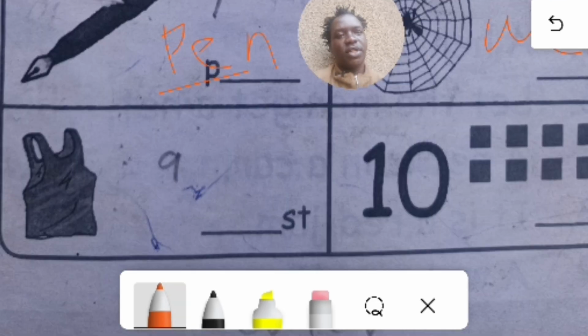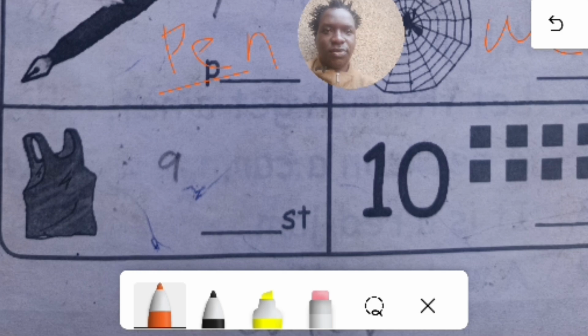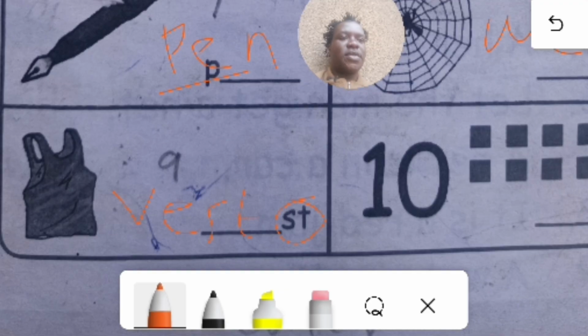What about picture number 9? Picture number 9, it is actually a vest, okay. Vest starts with consonant V, okay, and vowel E, that is ve, and then you add these two, st, it becomes vest. Yeah, simple like that.